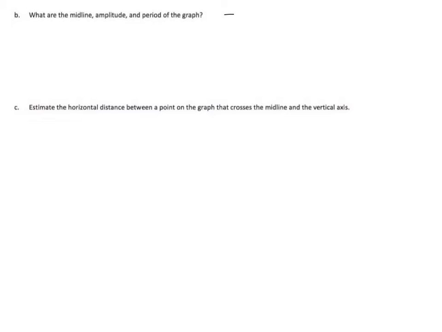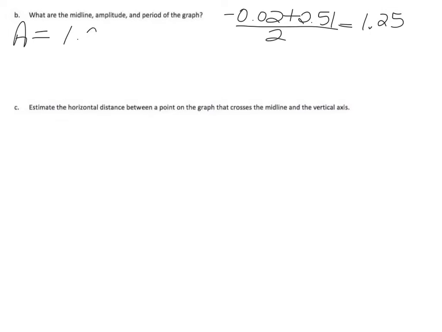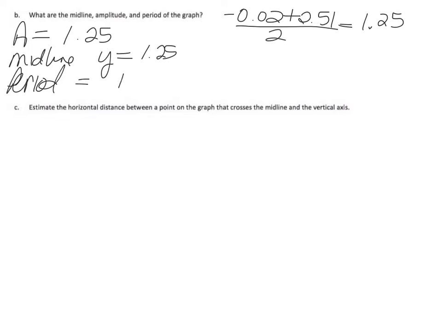So if we do negative 0.02 plus 2.51 divided by 2, we get 1.246 something, so that rounds to 1.25. That means our amplitude is 1.25, and our midline is y equals 1.25, right? And if you look at the graph, our period is about 12.